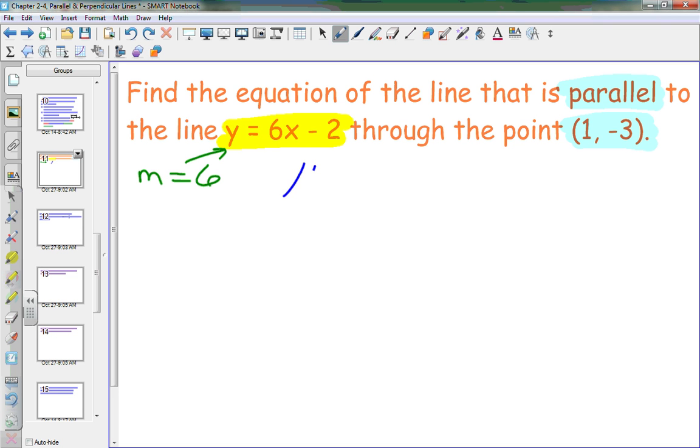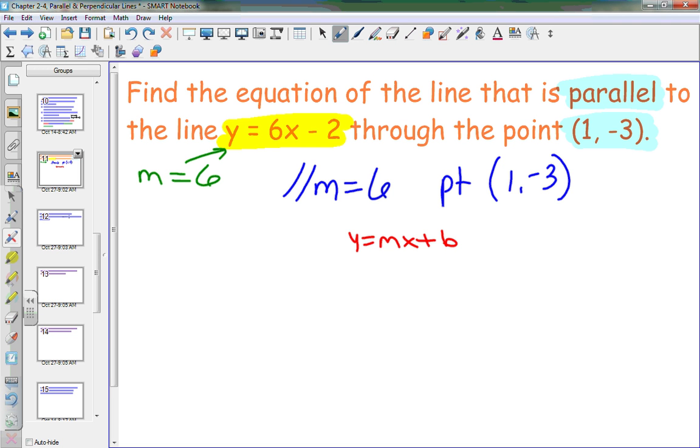So now what I need to do is find the parallel slope. And what is the parallel slope? 6. What is my point? 1, -3. Now, with that said, which method would you like to plug that information into? Mx plus b. So I'm using y is equal to mx plus b. I label my point what when using this method? X and Y. So now I plug in y is -3, m is going to be 6, x is 1 plus b.